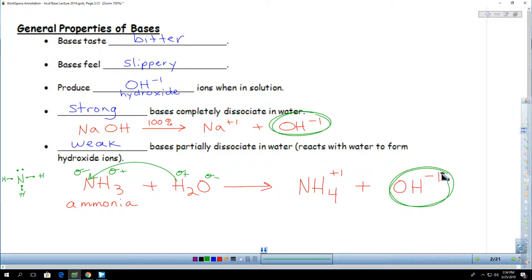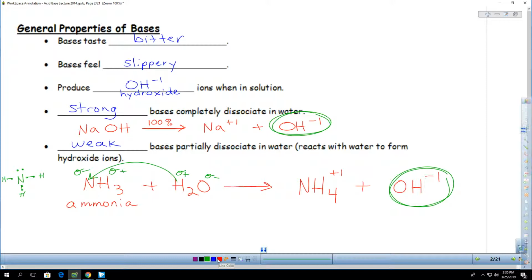A base just means that hydroxide is produced in the solution. It's got to be on the product side. Well, it's actually coming from the water. Wacky. The hydroxide is what's left over from the water once we remove a hydrogen. And so as long as there's hydroxide present, it doesn't matter if it comes from the original particle or if it comes from water. If there's OH on the product side, it's a base.